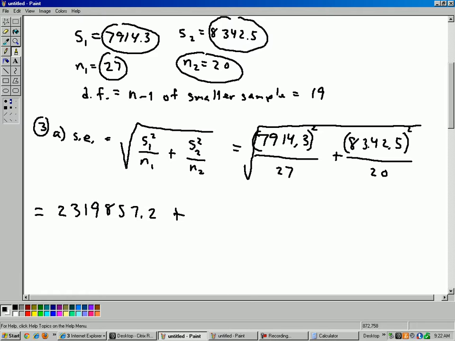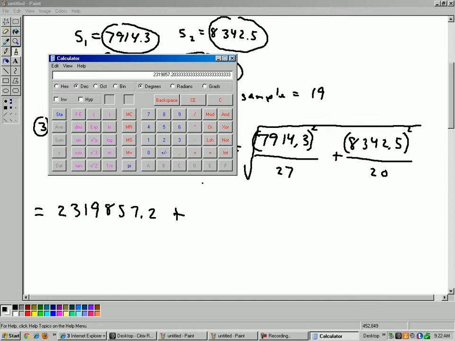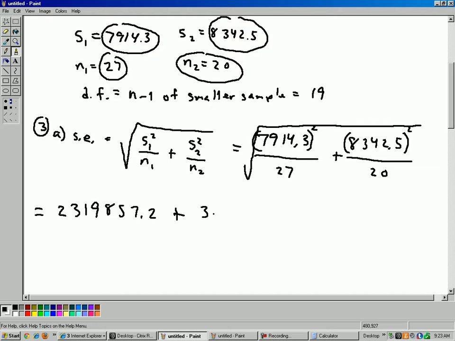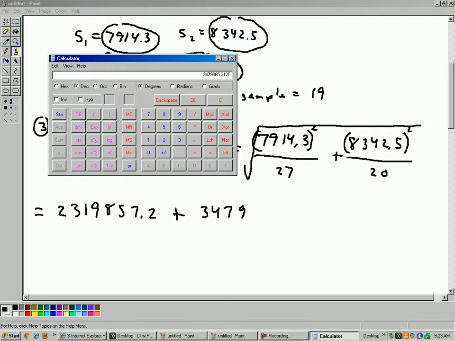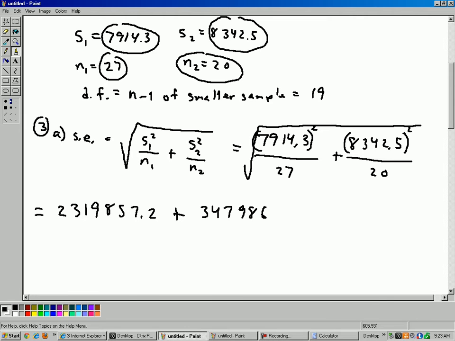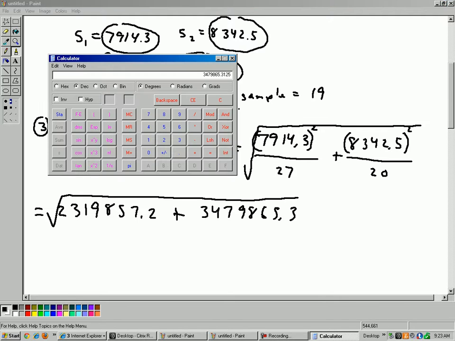Okay, plus. Now let's do this calculation. 8342.5, square that, and then divide that by 20. And I get another quite large number there, 3479865.3. Okay, and now I still have to do the square root of all that. So now just add them together, take the square root, and then I've got my standard error.